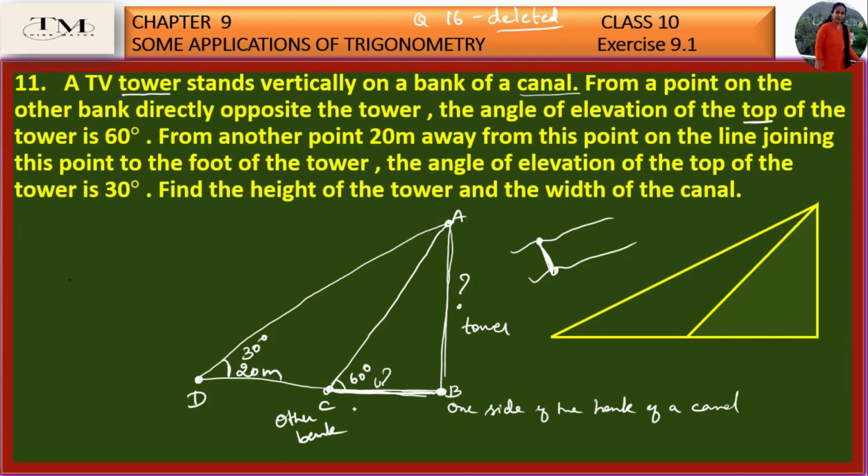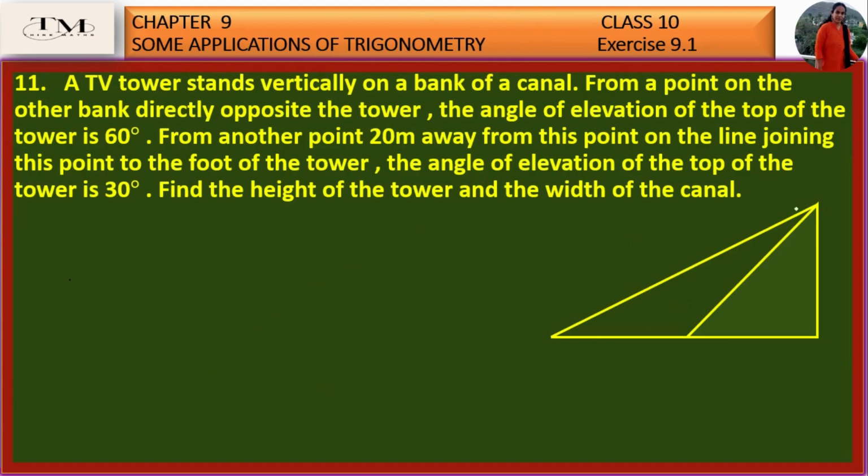Okay, children. I hope you can understand how to draw the diagram. So let us copy this here. AB is the tower. There is a point C. Now BC are the banks of the canal. One end of the bank is B, another end of the bank is C. So it makes the angle of elevation 60 degree. Then there is another point D which is 20 meter away. So CD distance is 20 meter, and its angle of elevation is given as 30 degree.